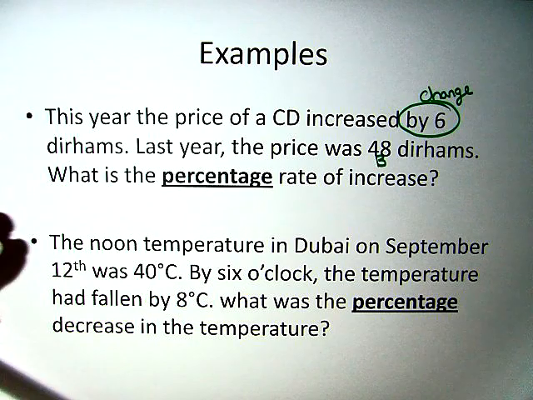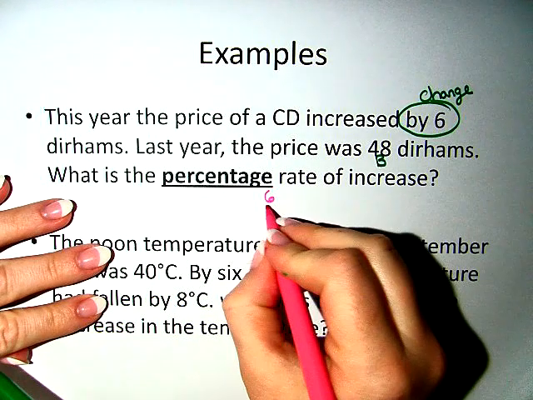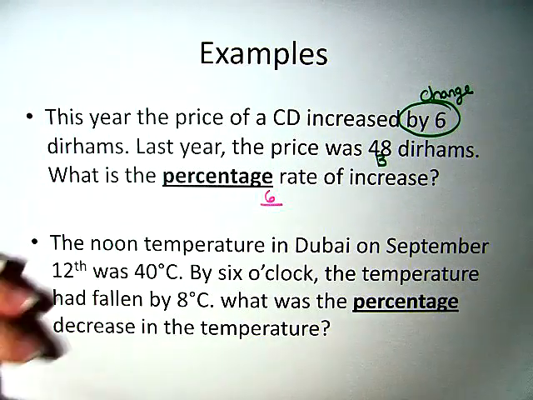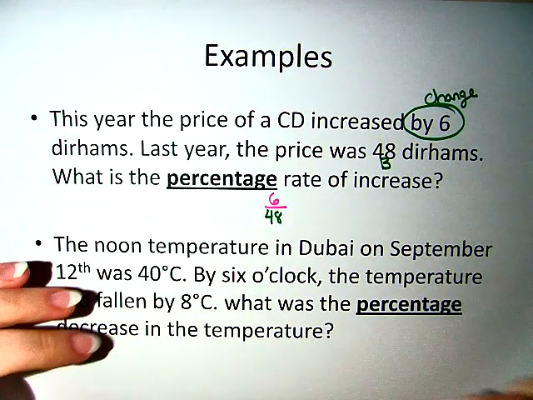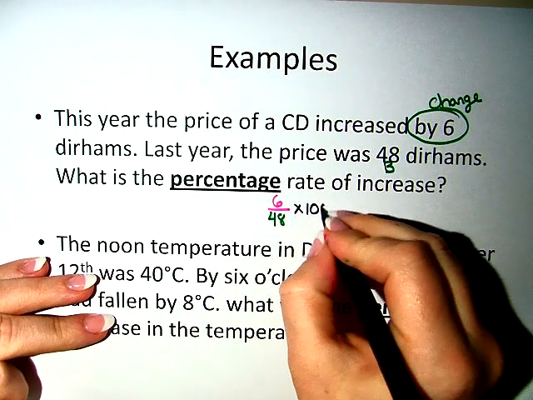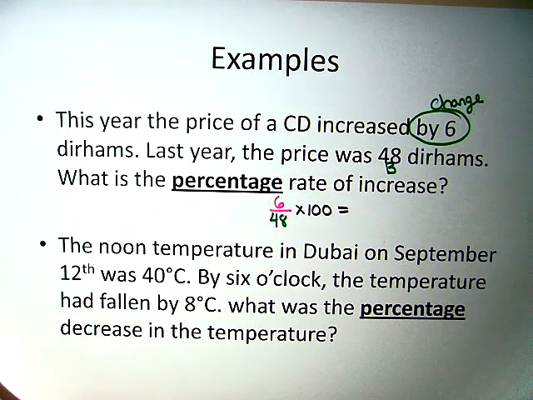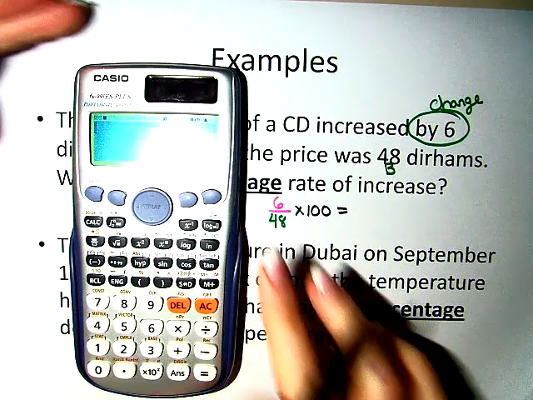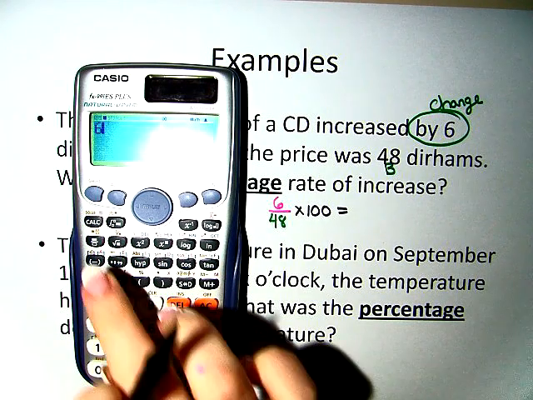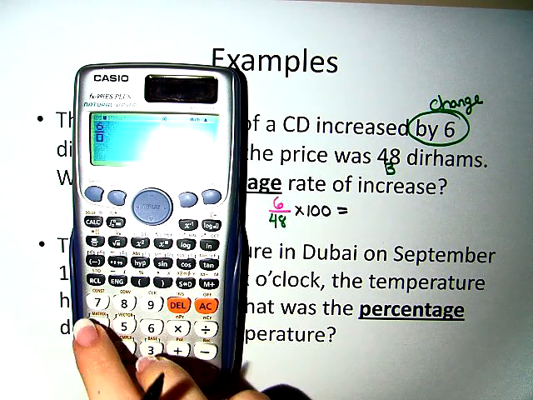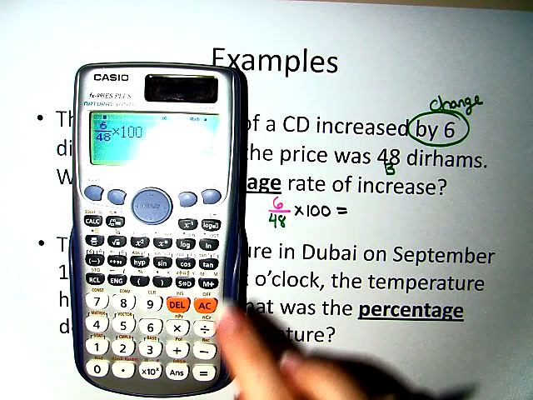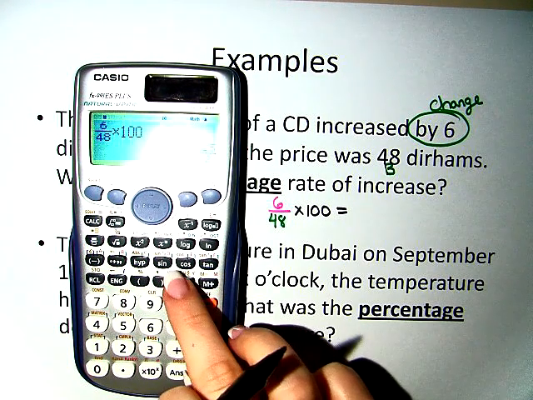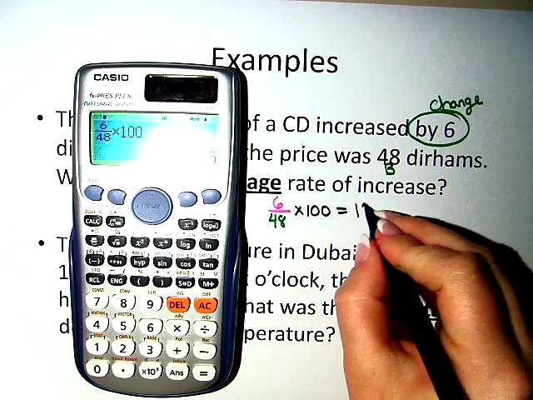Okay, so 6 dirhams divided by 48, and we know, just like with the previous ones, we need to multiply by 100 to get the percentage. Okay, let's get out our calculator. 6 fraction bar 48. I'm going to move it over and multiply by 100. And I get a fraction. I hit the SD button to get 12.5%.